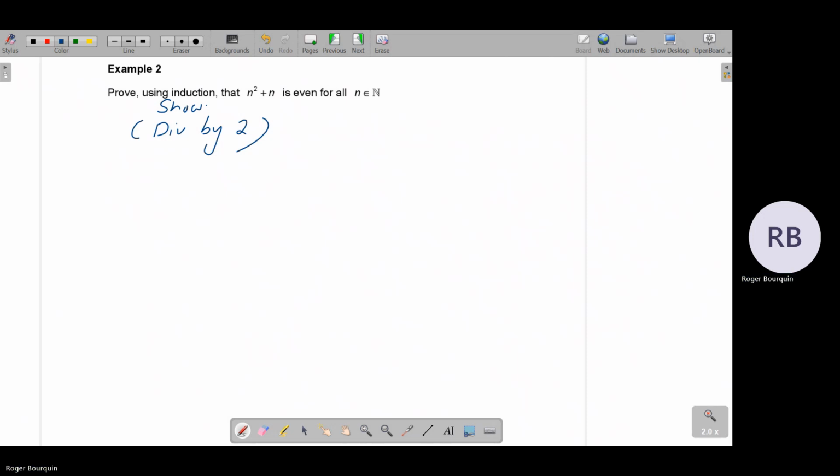Okay. So required to prove is going to be what? n squared plus n is divisible by 2. But you don't have to write that down now.